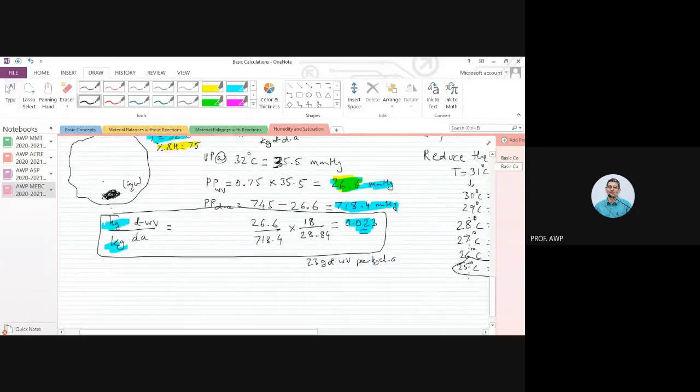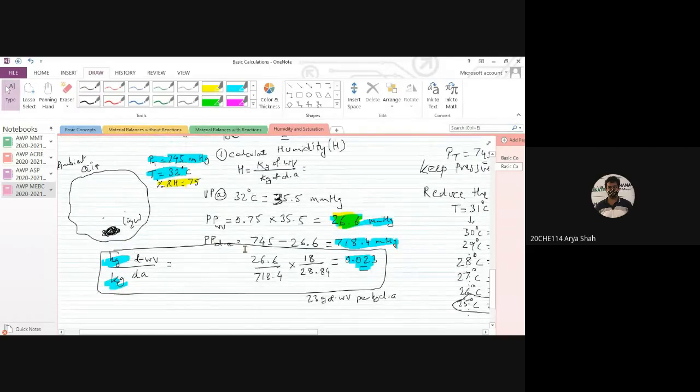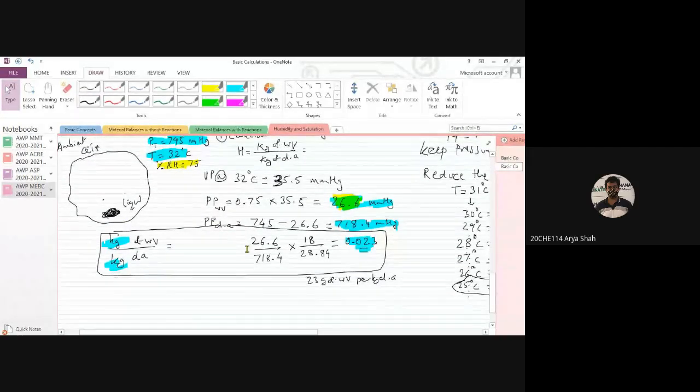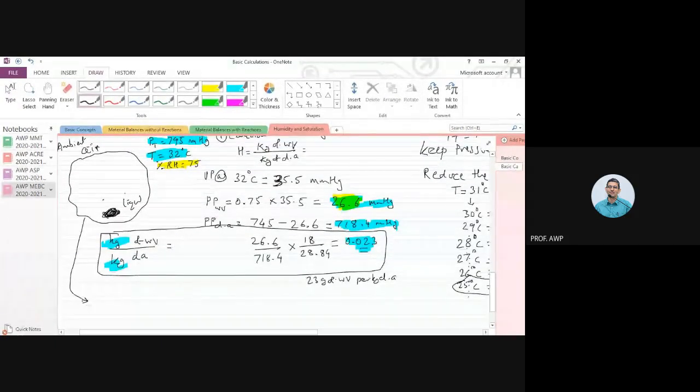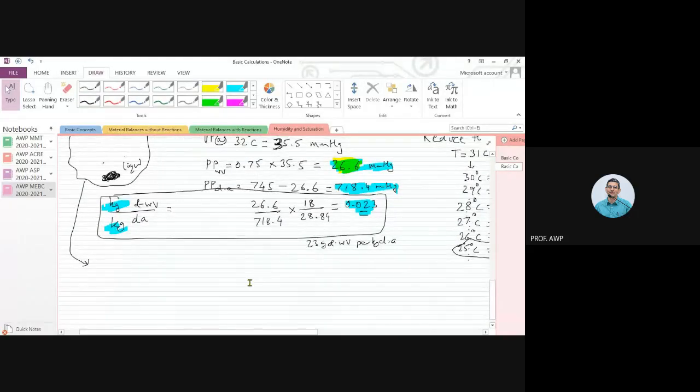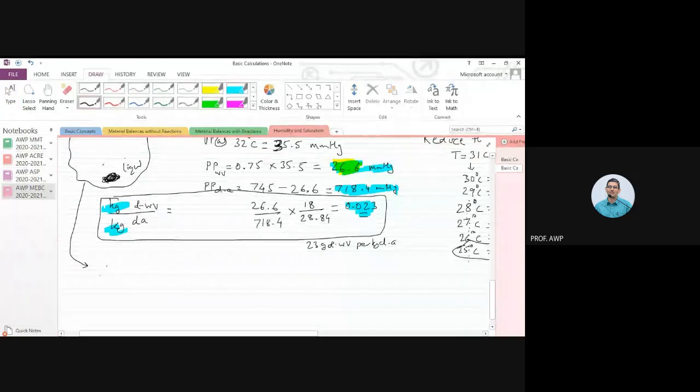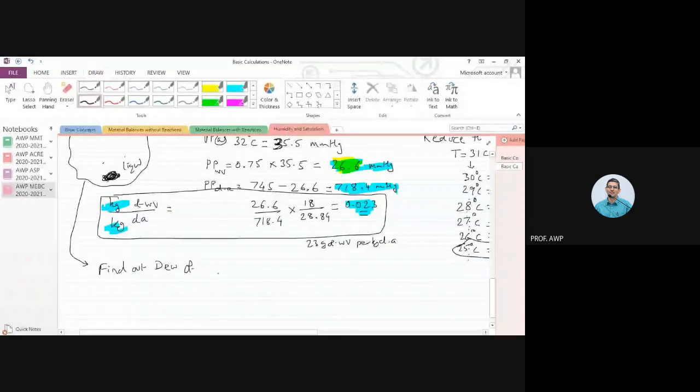So now we can say that the solubility of water vapor in the air decreases. Okay, let's not call it solubility, because we use the word solubility generally for solids in liquid or for gases in liquid. We don't use that here, but it doesn't matter. Let's find out the dew point of this air.